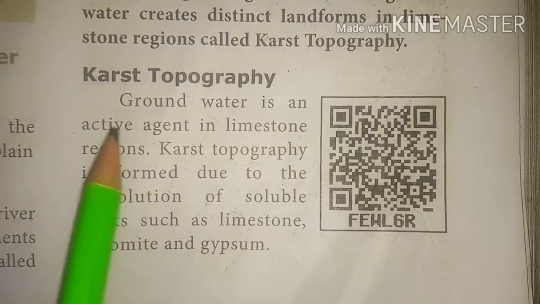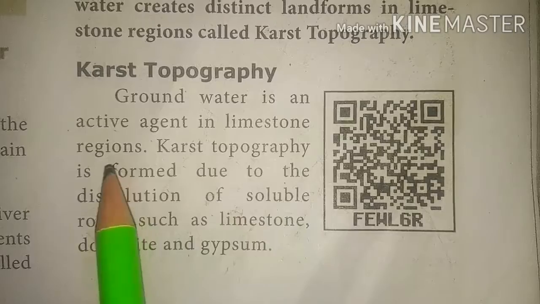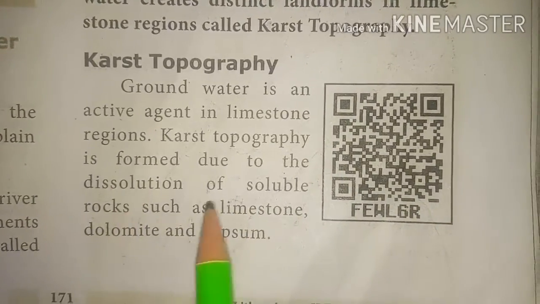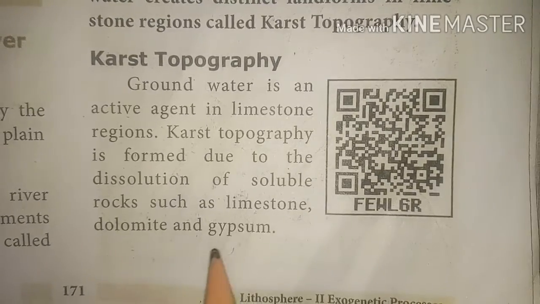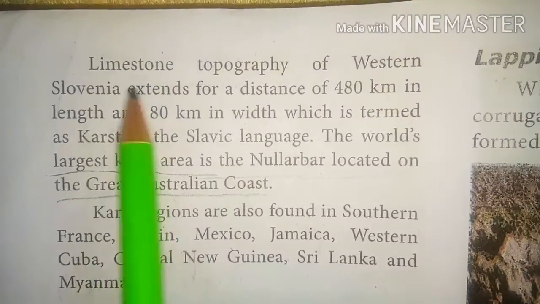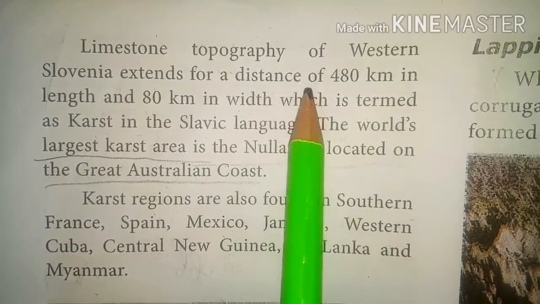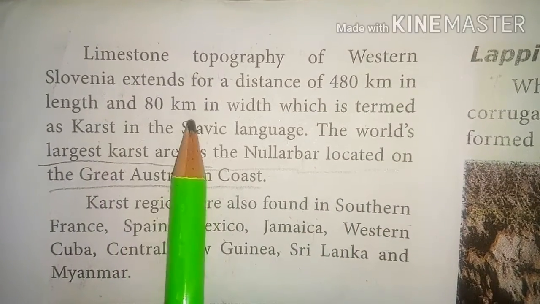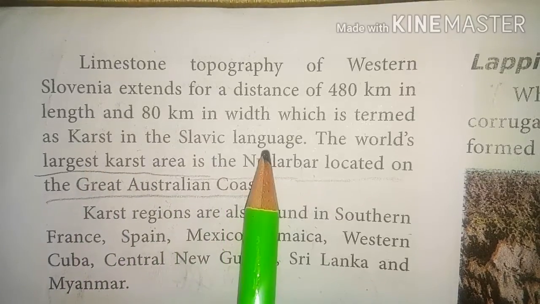Let us see the textbook. Karst topography. Groundwater is an active agent in limestone regions. Karst topography is formed due to the dissolution of soluble rocks such as limestone, dolomite and gypsum. Limestone topography of western Slovenia extends for a distance of 480 km in length and 80 km in width, which is termed as karst in Slavic language.